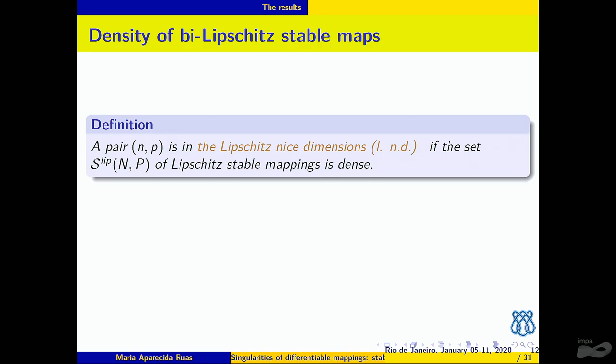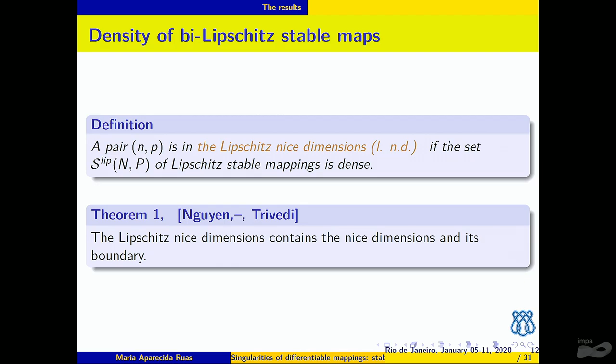Do you know that there exist dimensions for which stable maps are not Lipschitz? Well, it's a good question. We don't know. Our conjecture is that this result is sharp. I mean, if NP is outside the nice dimensions and its boundary, Lipschitz stable mappings are not dense. I will comment more on this later, but we don't know the answer completely. You don't have examples of dimensions where this condition is not verified? Yeah, we don't have. We have candidates, but not a complete argument. Okay, we go back to this later.